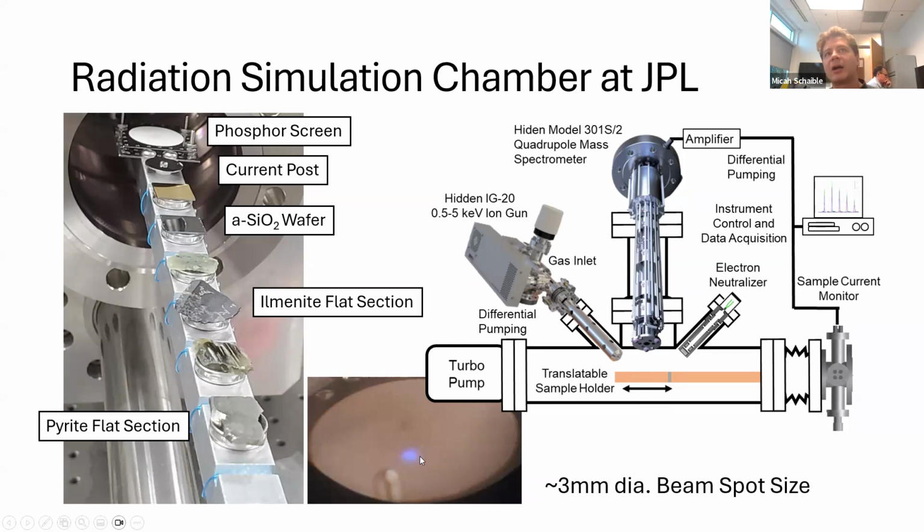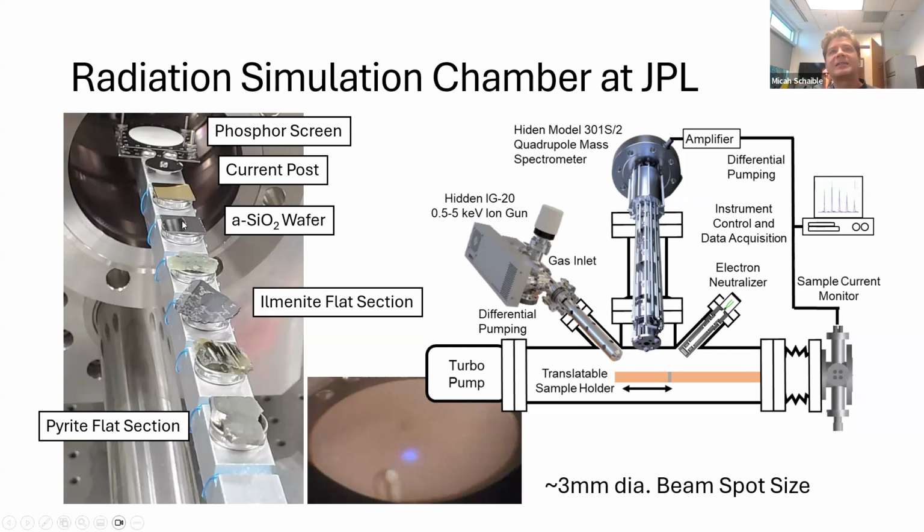In order to determine our incident beam flux, we would translate our sample holder, without changing the incident beam parameters, and impact that beam onto an aluminum current post to measure the incident ion beam flux. We would then further translate the sample holder to the amorphous SiO2, the ilmenite, or I do have some data on a pyrite, although I'm not going to talk about it today. We did have a couple other samples in here, an olivine and an anorthite, but because the electron neutralizer wasn't working, we were not able to obtain data from these two samples.